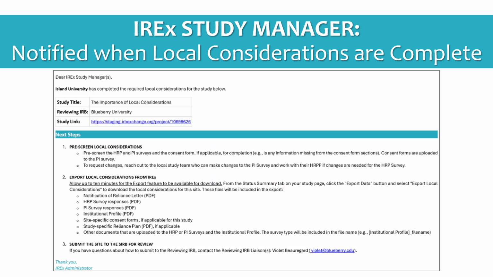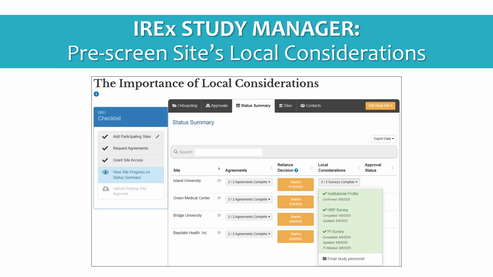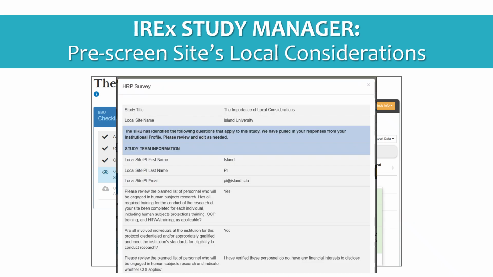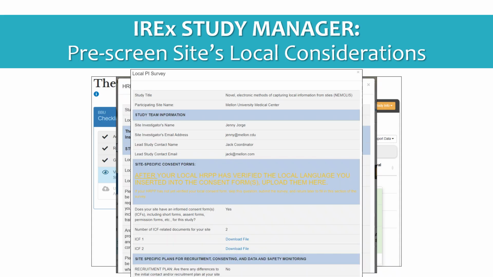IREx study managers are notified when local considerations are complete by a site. Before submitting to the SIRB for review, log into IREx to pre-screen the information submitted. From the Status Summary tab, you can see that all three elements of local considerations have been completed: the IP, HRP survey, and PI survey. Click HRP survey to open the survey and screen it for completion. Close the HRP survey and open and pre-screen the PI survey.